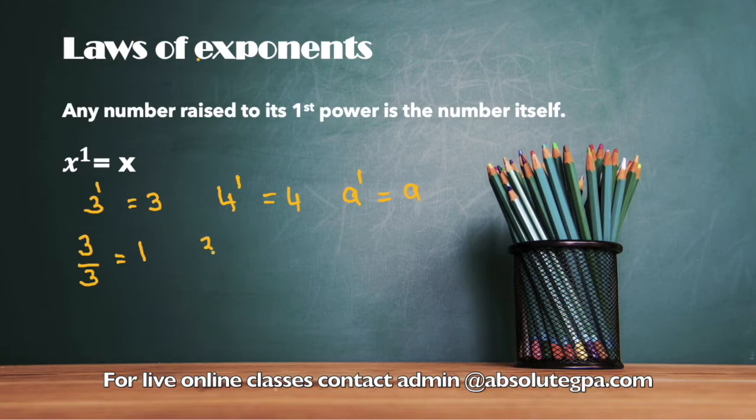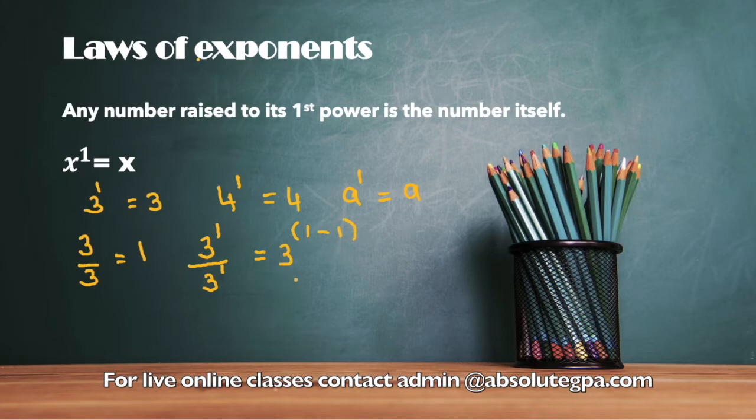So we can write it as 3 to the power 1, which we just learned, that any number raised to its first power is the number itself. So we can write 3 as 3 to the power 1. And how can we write this 3 in its exponent form? We can write it as 3 to the power 1. And now, if we apply the division rule that we just learned in this course, how can we write this? As 3 to the power 1 minus 1.